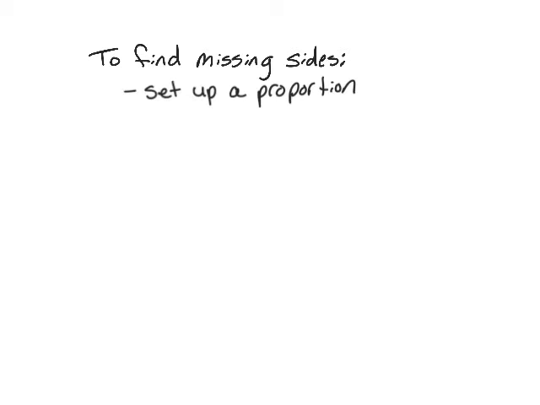You're going to set up a proportion. Usually you're given enough information where you have two measurements on one triangle, one measurement on the other, and you're trying to find the missing side. Sometimes you have the scale factor instead of two measurements. Either way, you're going to set up a proportion, and that means a fraction equal to a fraction, or a ratio equal to a ratio.